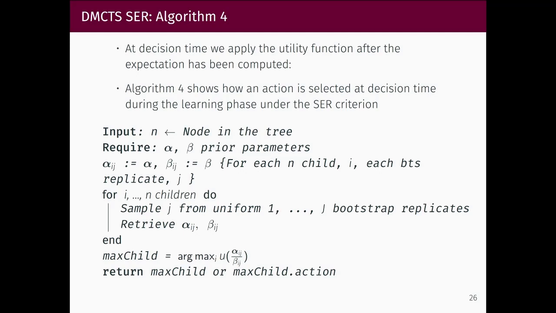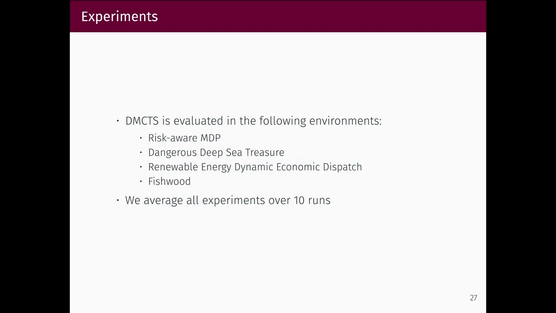non-linear utility functions. So for experimentation, we evaluate our algorithm on a risk-aware MDP, which is a single objective under the ESR criterion. We do dangerous deep sea treasure, which is multi-objective under the SER criterion. And then we have a renewable energy problem, and that is ESR as well, and multi-objective. And then we have Fishwood, which is ESR and multi-objective also.